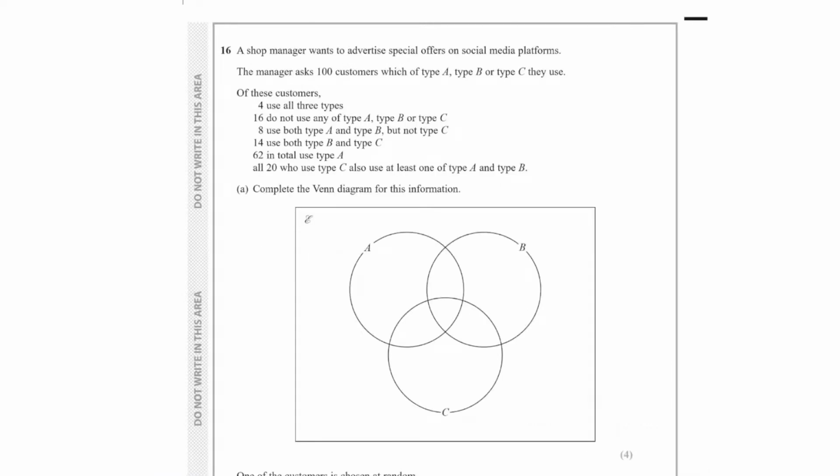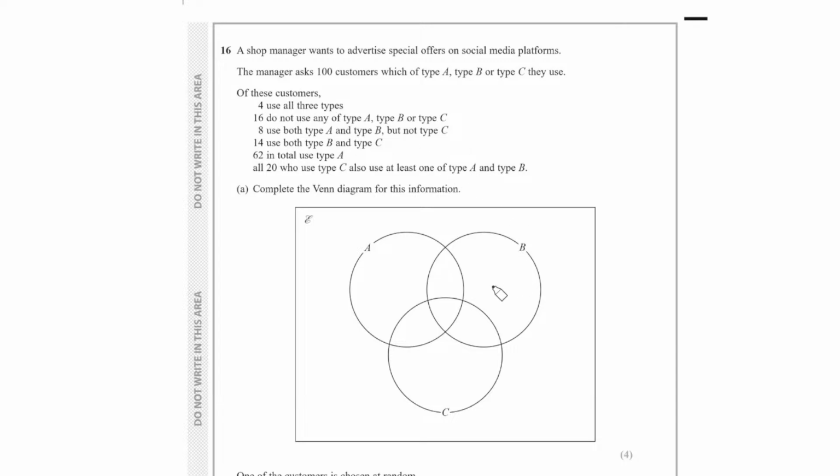Okay, question 16, we've got a nice Venn diagrams one. A shop manager wants to advertise special offers on social media platforms. The manager asks 100 customers which of type A, type B, or type C they use. So, of these customers, we then get obviously a list of information. We need to use all of this to complete the Venn diagram, which is 4 marks. So I'm going to go through the list of information and tick it off as I use it.